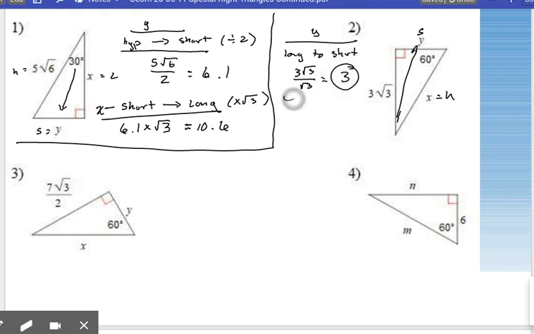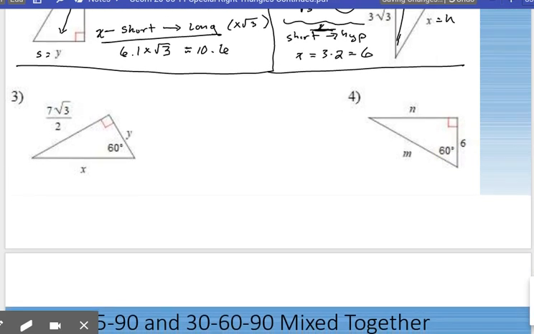Now I can get my hypotenuse. So I'm going short to hypotenuse to get my x. And my x is going to be 3 times 2, which is 6. All right, number 3.